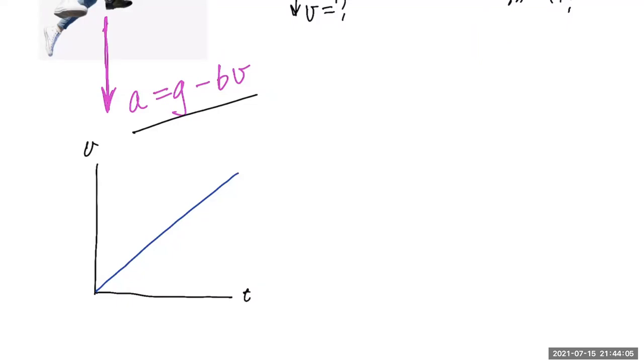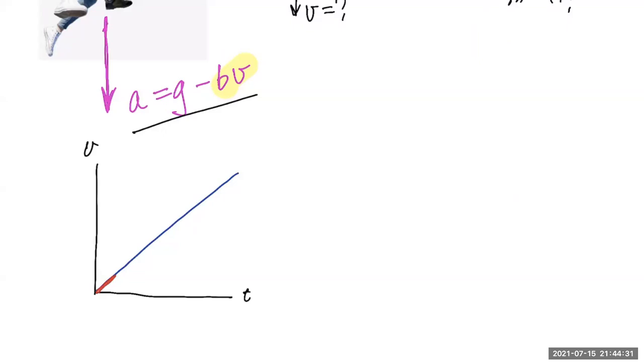Let's see how the acceleration changes over time. Initially, when you start from rest, this term is very small because v is almost 0, right? So a is essentially equal to g, which means initially you're going to start out at an acceleration which is almost the same as g. So you're going to start out like this.